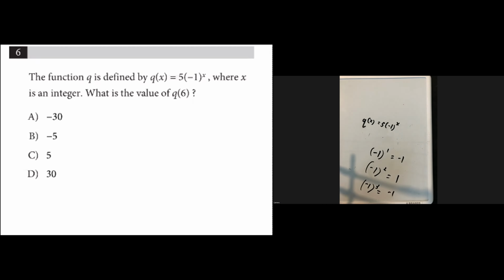So if you're multiplying a negative number to an even exponent, it'll become positive. And if you're multiplying a negative number to an odd exponent, it'll become negative. And so this one we have 6, which is an even number, so it would just become 1. And so you have 5 times 1, which is just 5, which would be answer choice C.